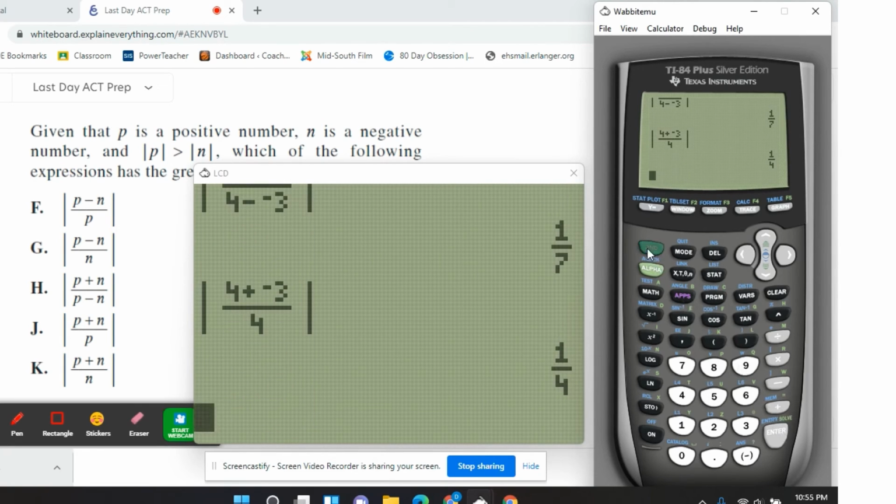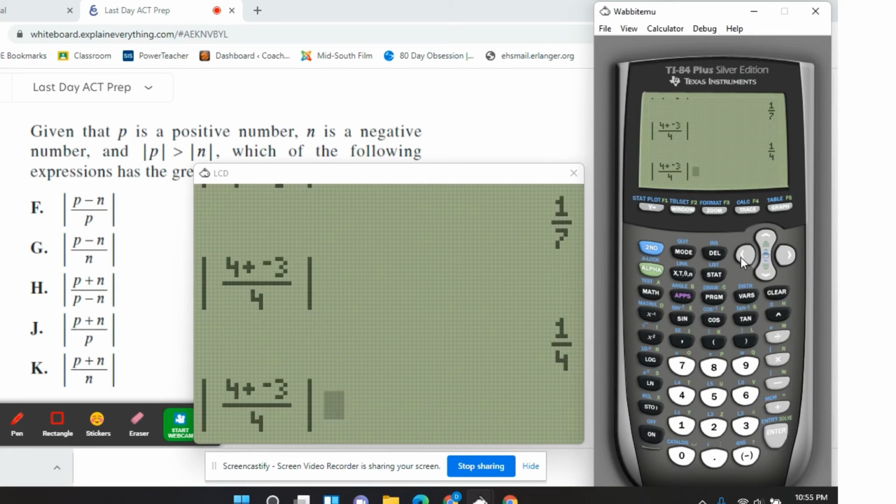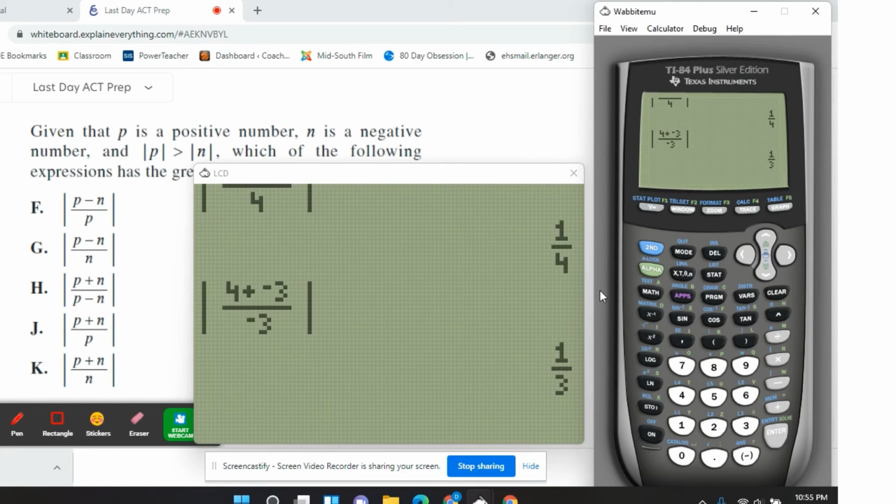Still smaller than 7/3. And then the last one tells us to divide by negative 3, and still smaller than 7/3. So G would be my answer because it is the one that has the largest value. Assign them the values that satisfy all the criteria.